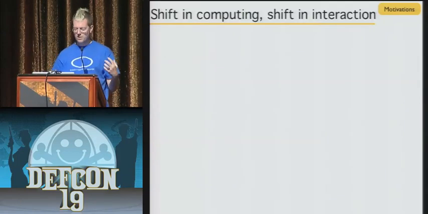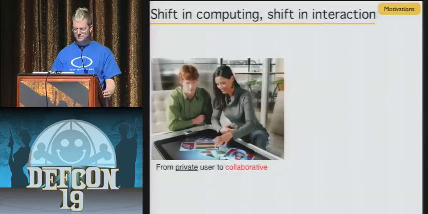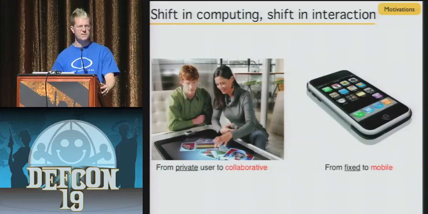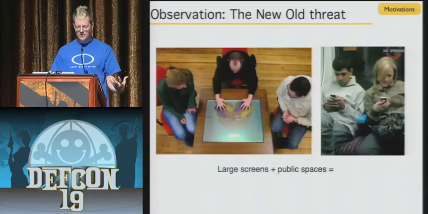But what about unlocking these new interactive devices that we have? There's been a shift in the way that we compute over the last 40 years from private user to these public collaborative interfaces like surfaces and to mobile devices. And we still need to log into them. So we've got large screens, we've got public spaces, so shoulder surfing is as useful, if not more so, for pin theft than it ever was.